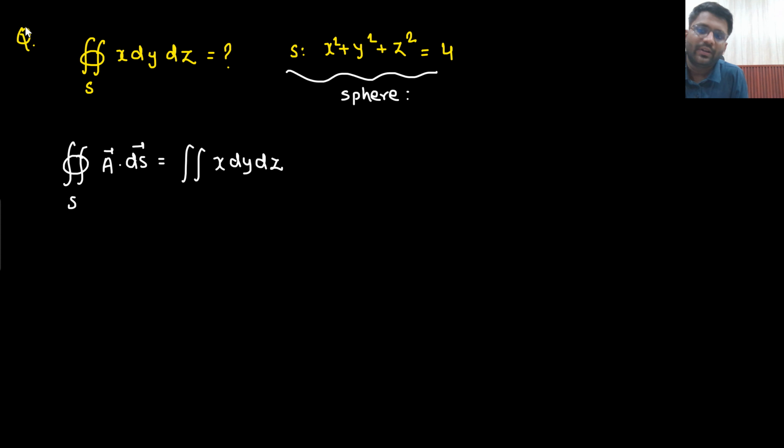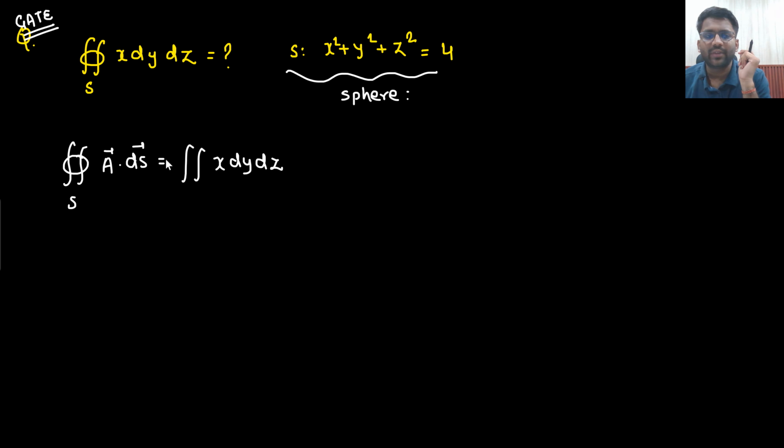This is a GATE PYQ only, and I will tell you how the solution is given in a lot of GATE textbooks. What is wrong in that solution? From that solution, what can we conclude? A good discussion we are going to do. But first, solve it on your own. How would you solve it if this thing is coming? Sir, x dy dz, that means it would have been some A dot dS.